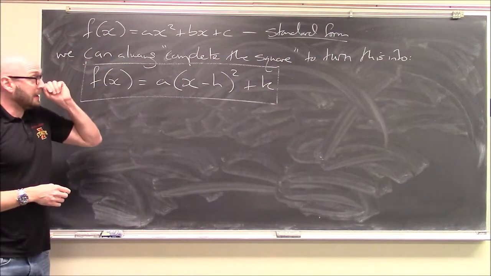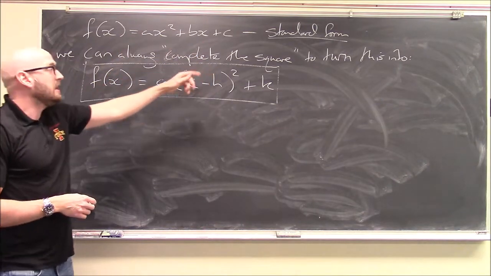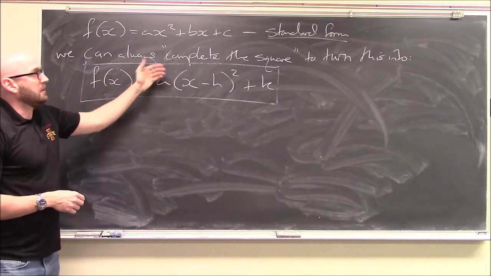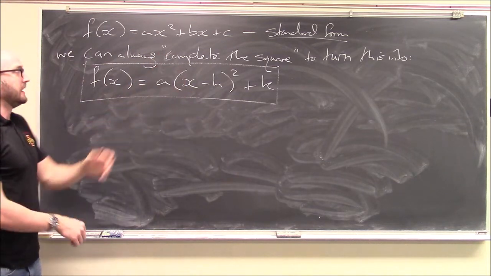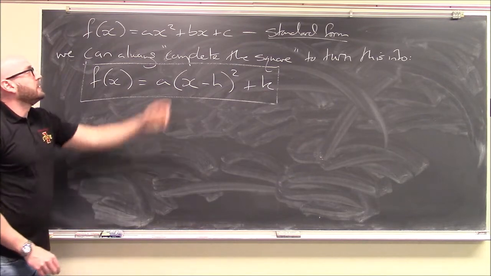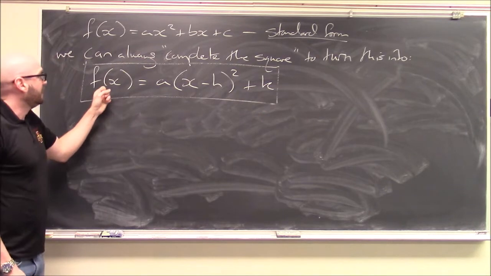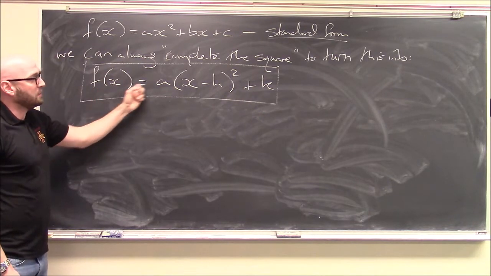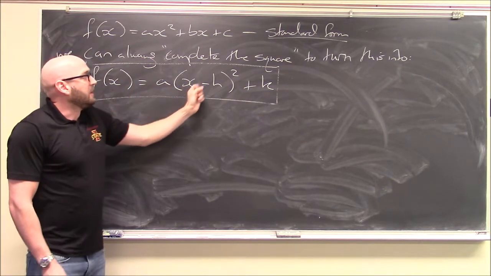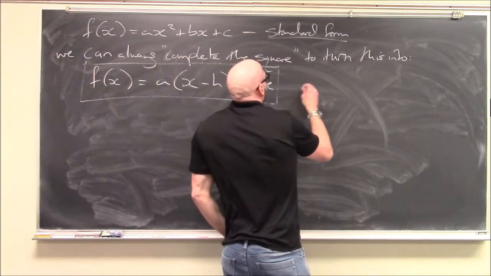So if you're given a quadratic function in standard form, f of x equals ax squared plus bx plus c, we can always do this trick called completing the square. I'll talk about it in just a second if you've forgotten how completing the square works. But we can always complete the square on this to turn it into an alternate form, a form that looks like this: f of x equals a times (x minus h) squared plus k. And this is sometimes called the vertex form.